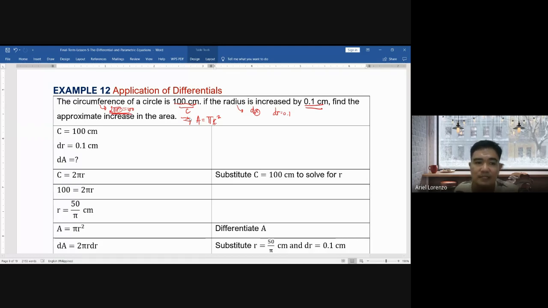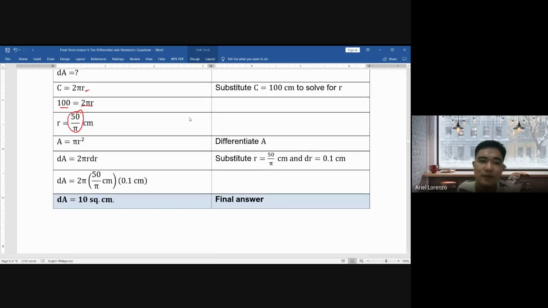So, here, class, you have your circumference is equal to 2 pi r. So 100 is equal to 2 pi r. So all over 2 pi, all over 2 pi. Masolve natin ang ating r, which is 50 all over pi centimeters. So meron ka ng r. Okay? Ang tinatanong, class, is the approximate increase in the area. Ibig sabihin, class, the differential of your area or dA. Nakuha?